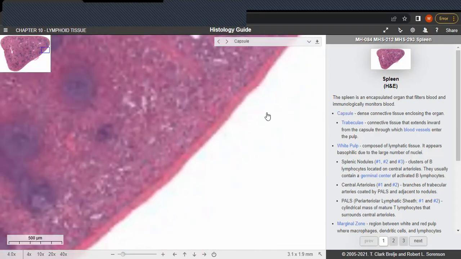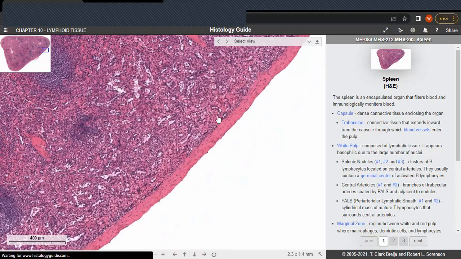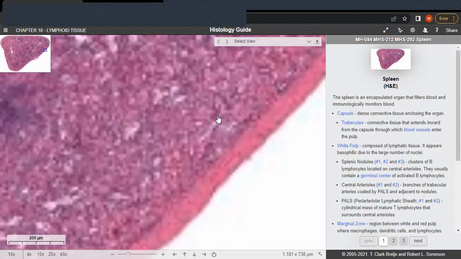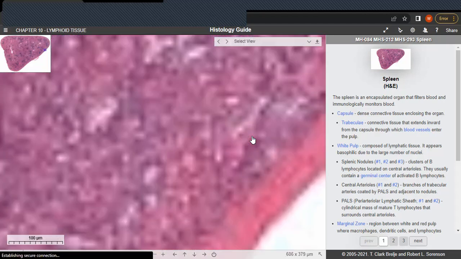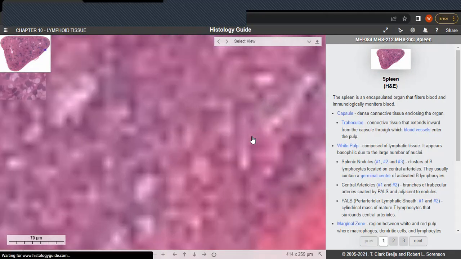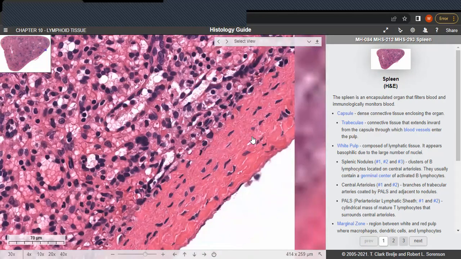So this is the capsule, from here up to there. You can see it is dense, like dense connective tissue. It has myofibroblasts. You can see these nuclei. I don't know if I can magnify more for you to see those nuclei well. Yes, so you can see these flattened nuclei are for the myofibroblasts.